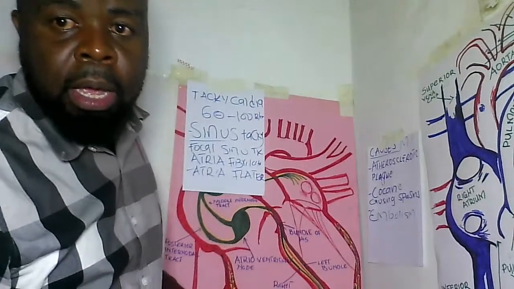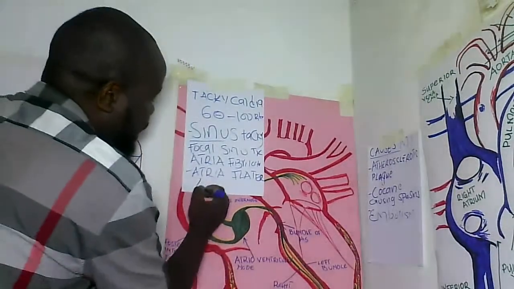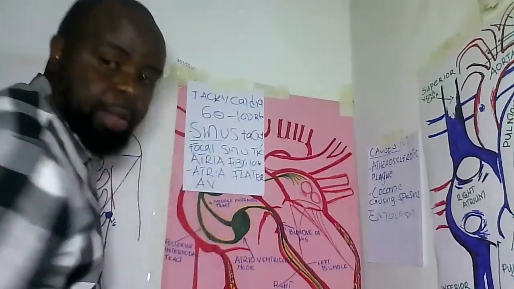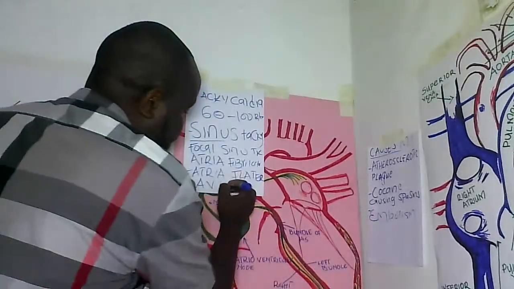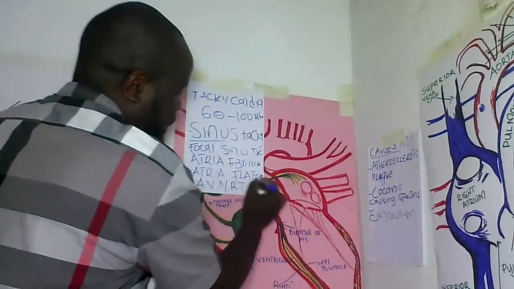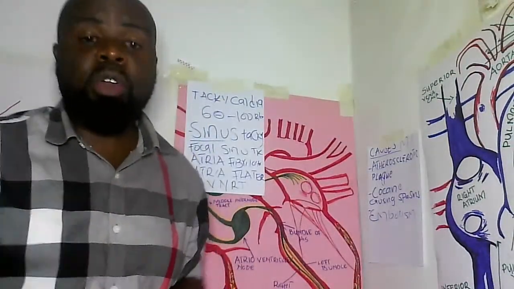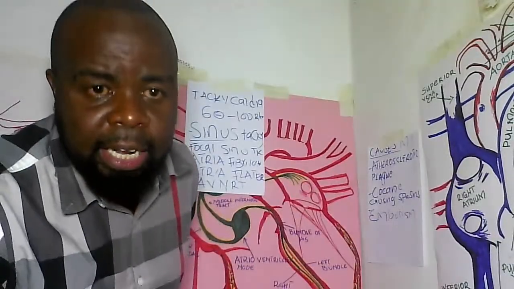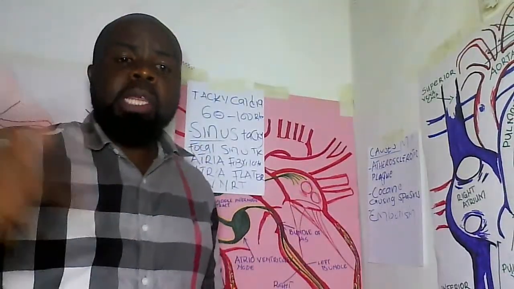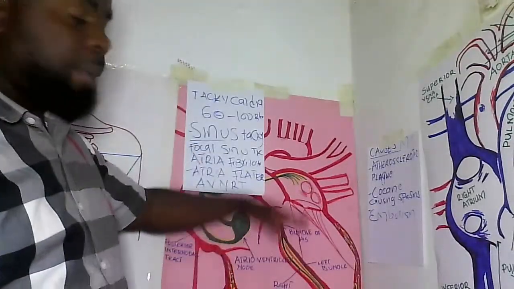We call them atrioventricular nodal reentrant tachycardia. It is coming back. You get it? Atrioventricular node reentrant tachycardia. It's not going the normal direction. So remember, we are talking about the upper part.